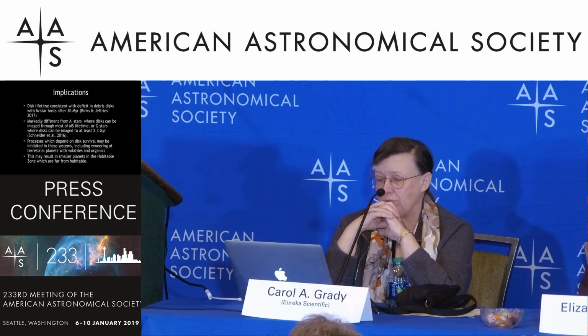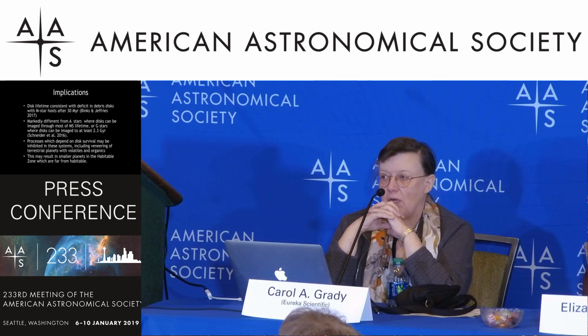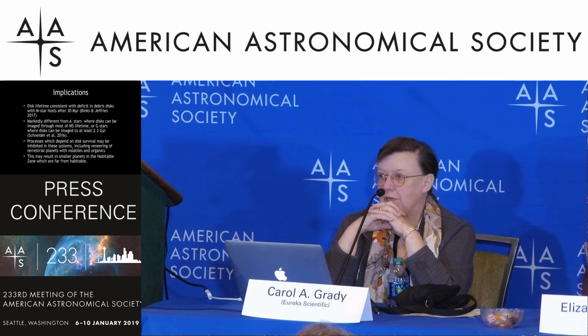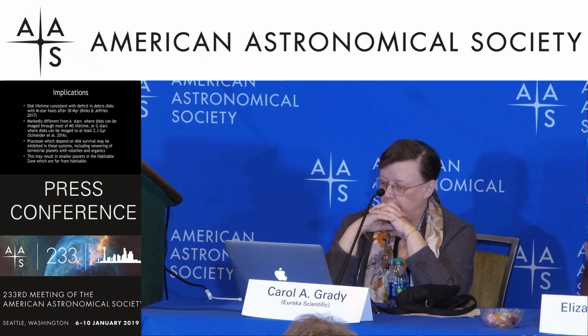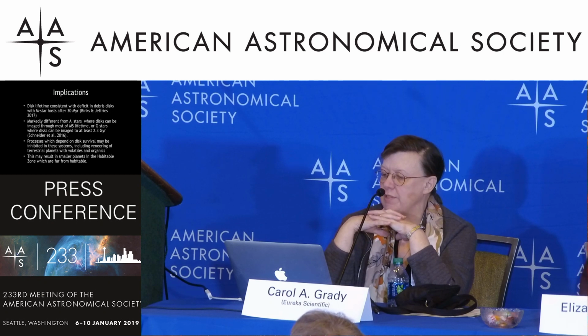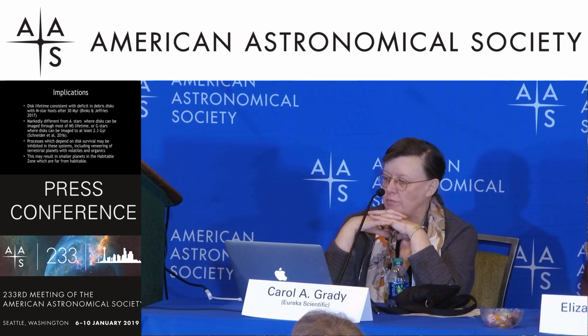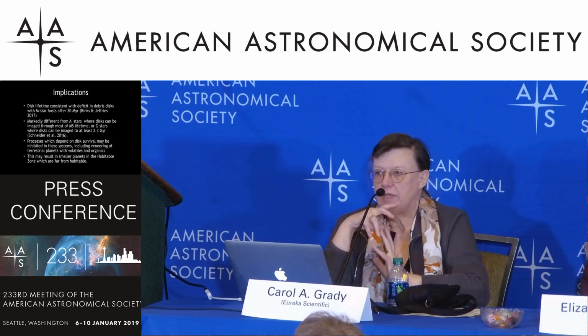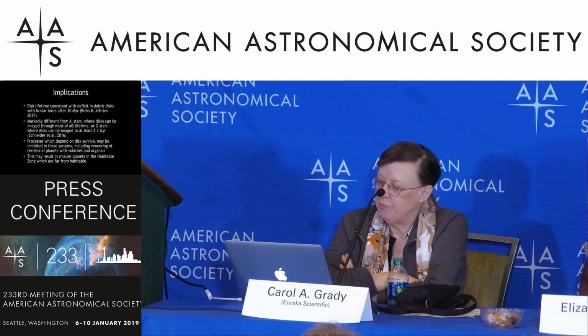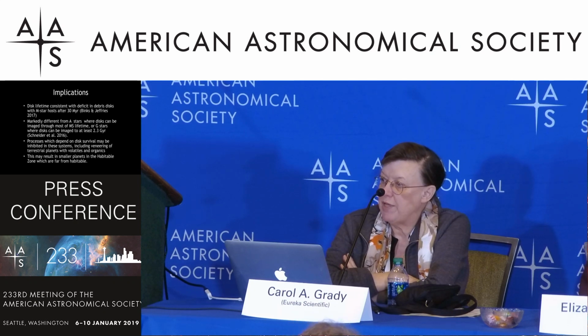It's totally different from what we've seen around A stars, where we've been able to image disks out to essentially the terminal age main sequence of the star, or G stars, where, again, we can do it indefinitely, and we live in a two-belt system. What this suggests is that processes which depend on disk survival may be inhibited in systems around young M stars. And this includes the delivery of water and organics to terrestrial mass planets in the habitable zone.